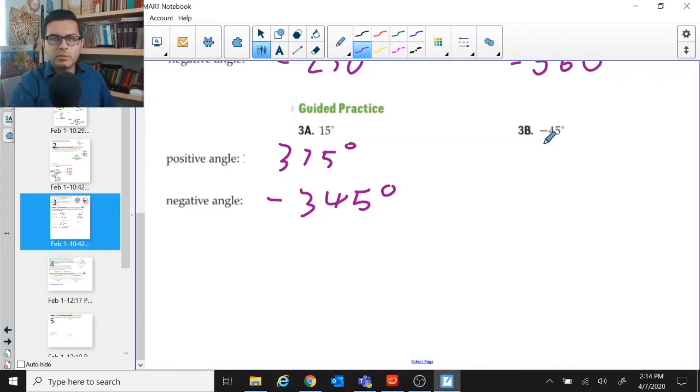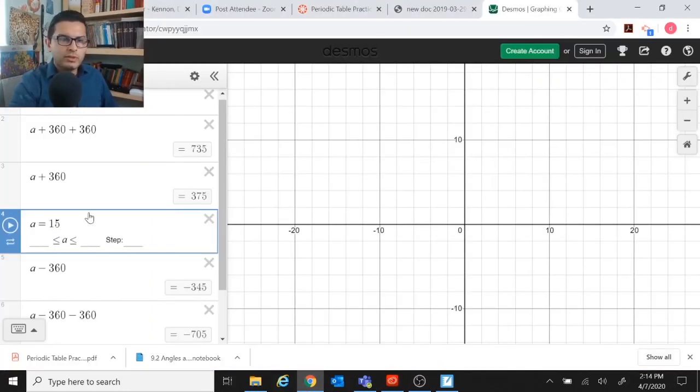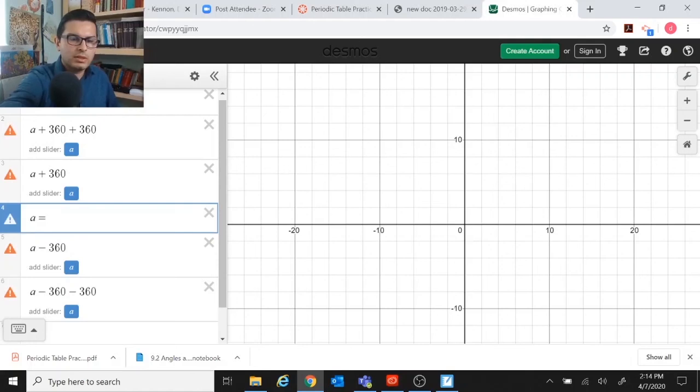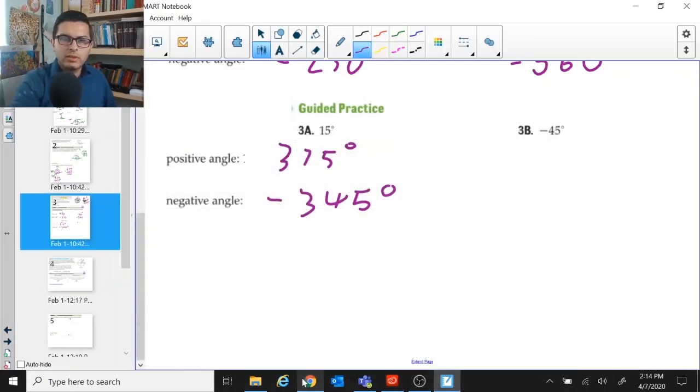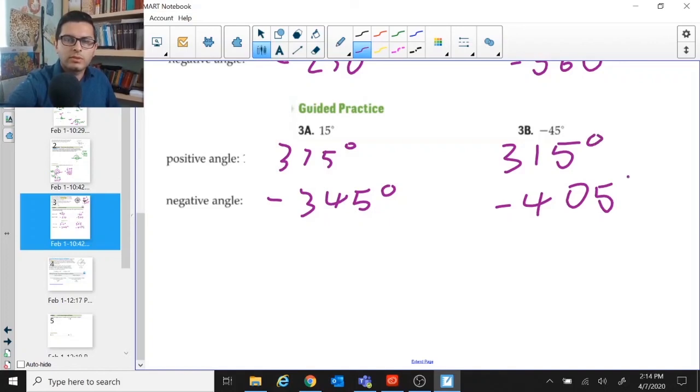Now we're going to do the same thing with negative 45 degrees. I'm just going to type this in. Negative 45 degrees, and we get 315 and negative 405. So that would be 315 and negative 405. Both are degrees, and those are our positive and negative coterminal angles.